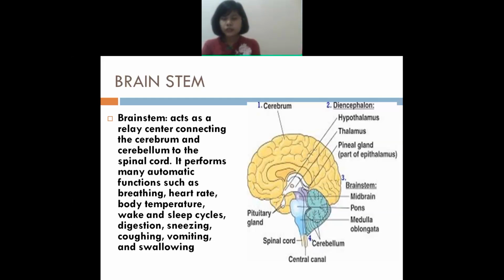The brainstem also helps you in digesting food. It also helps you in sneezing, coughing, vomiting, and swallowing the things which you eat. So all these things are performed with the help of the brainstem.